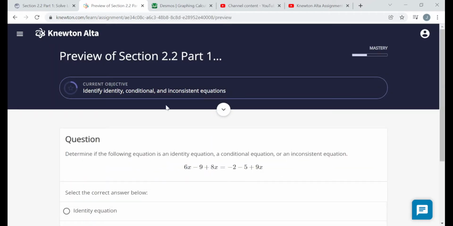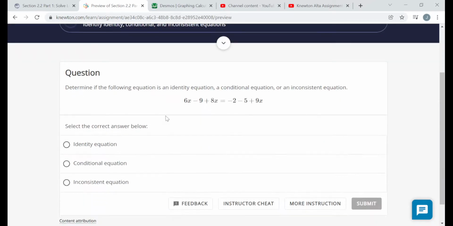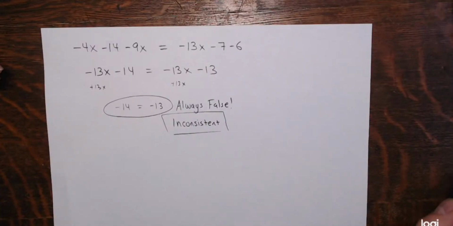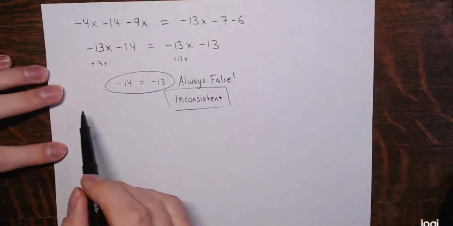All right, we're on the same objective. So again, you're just saying, is it always true? Only true for some values, conditional, or never true at all, inconsistent. All right, so once again, I'll write this out on the same paper here.